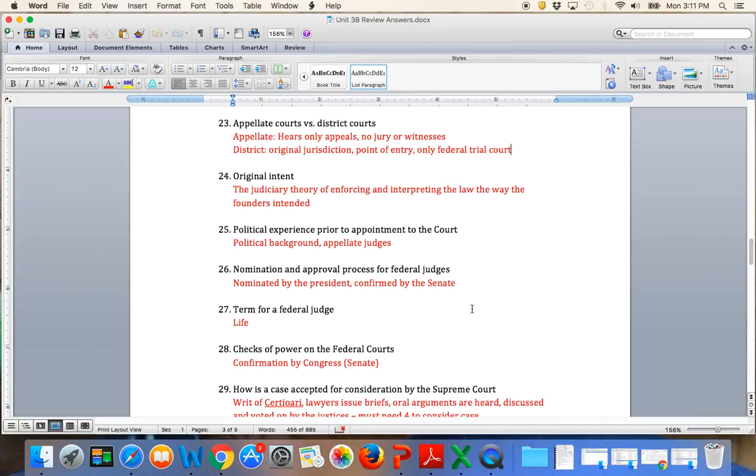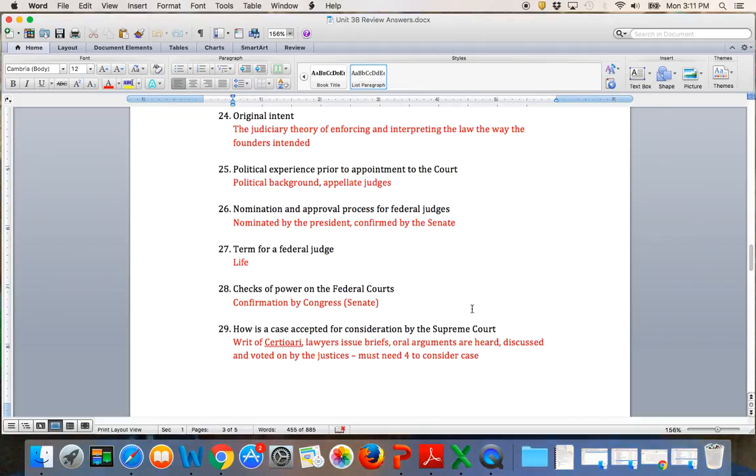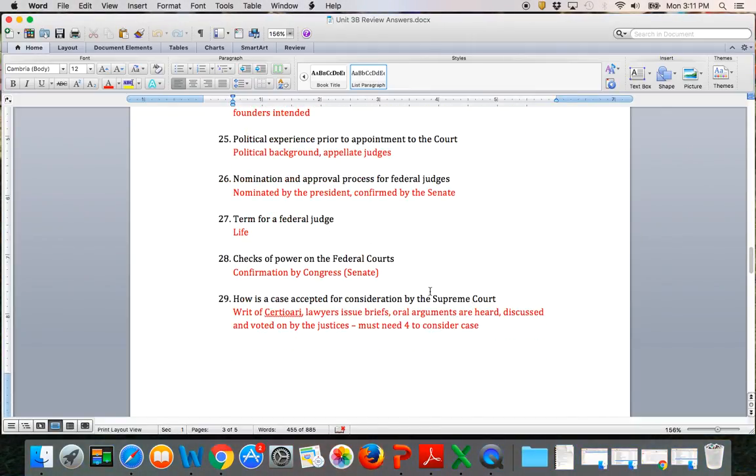Nomination and approval. You must be nominated by the President and then confirmed by the Senate, and you serve for life as a federal judge.